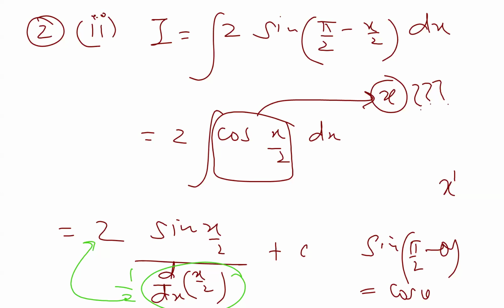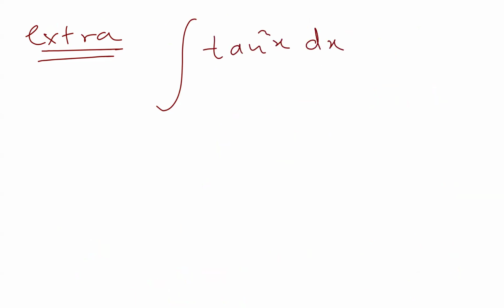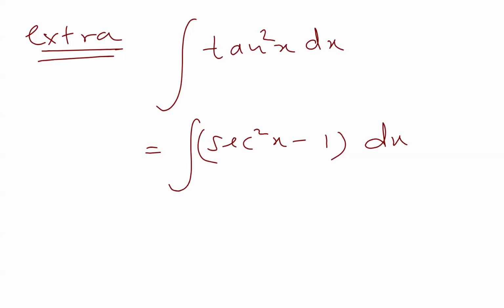Next set of problems. Okay, now something extra I'll teach you right now. Remember this. It's very important for at least 4 to 5 chapters. Integration of tan square x dx. Now there is no formula for tan square x. So in this case, first we'll convert this into an identity. Tan square x is sec square x minus 1. Now individual integration of sec square x minus integration of 1.